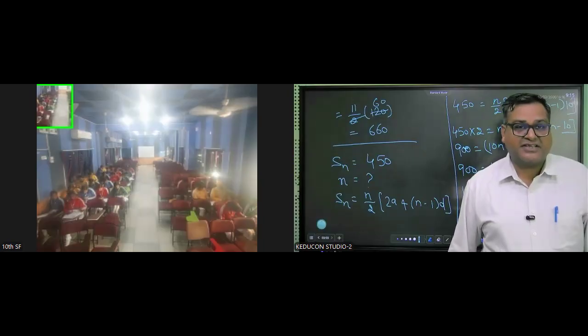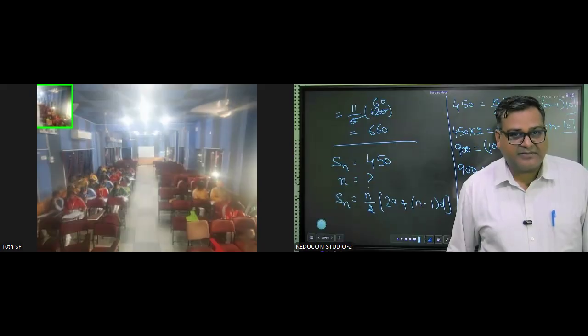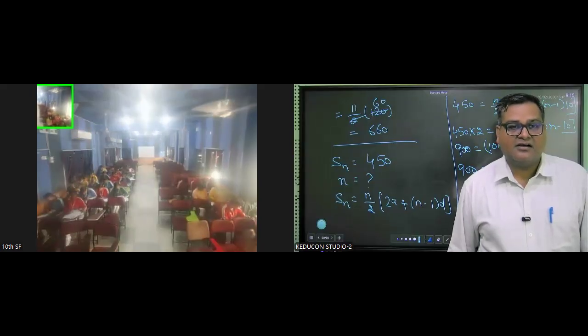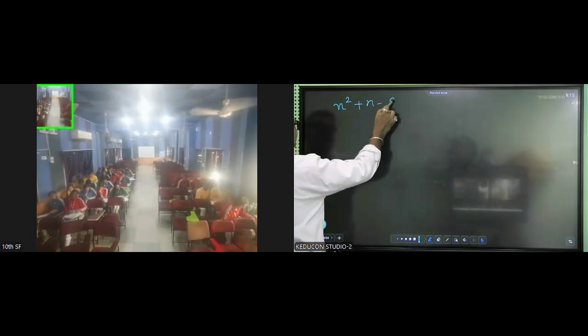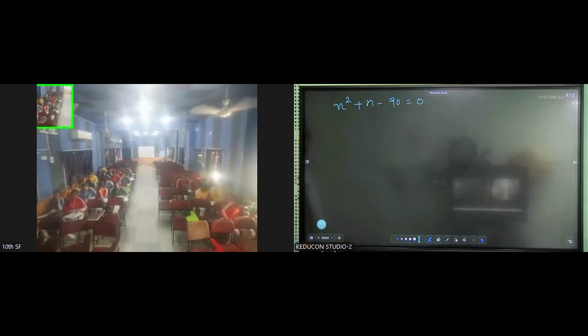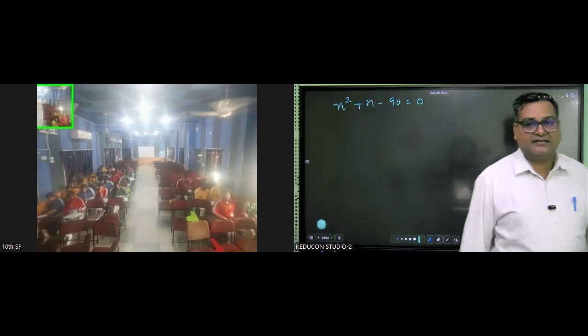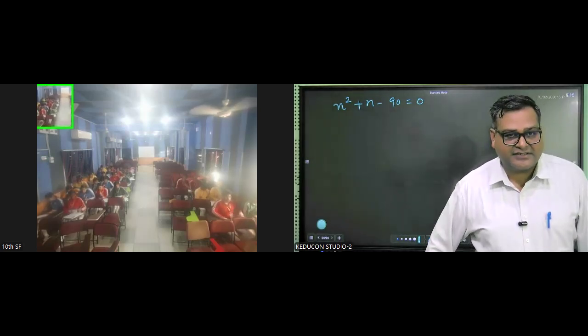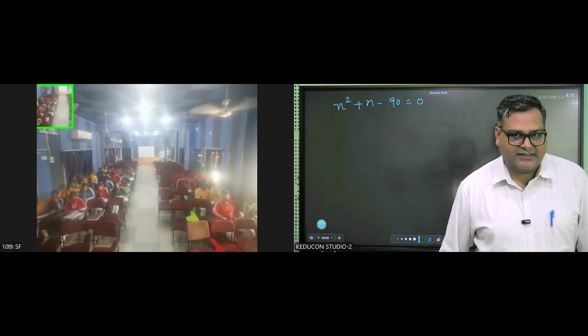Anyone finished? Please raise your hand. Nobody has made the factors yet. Children, the question is not that difficult. n square plus n minus 90. Anyone has made the factors? The sum of the factors should be 1 and the product should be minus 90. What will be the factors, students, so that the sum is plus 1 and the product is minus 90?